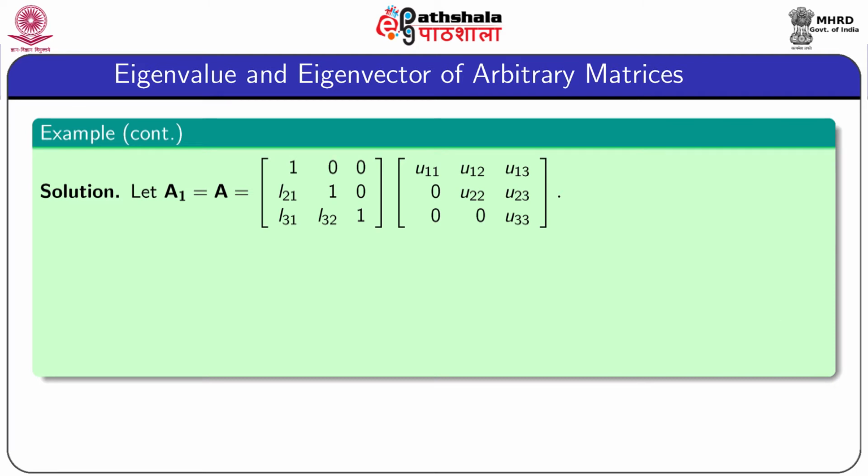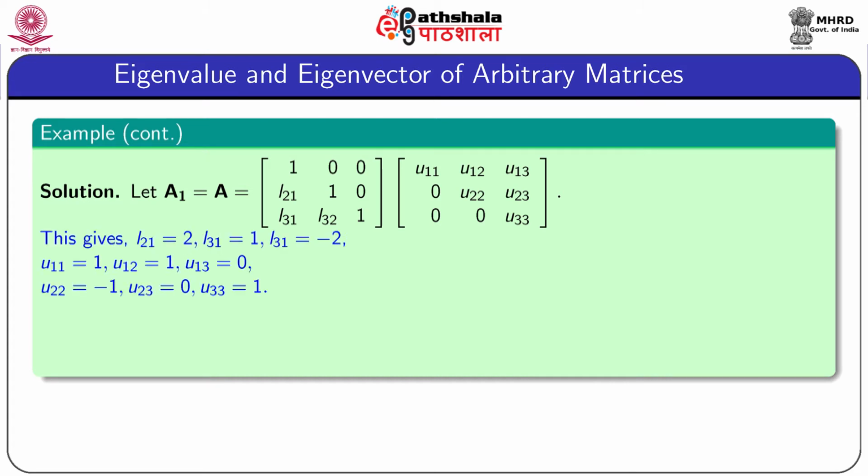So, for this matrix A1 equal to A, which is equal to the product of lower and upper triangular matrices. Note that the diagonal elements of the lower triangular matrix are taken as 1, 1, 1. Now, after computation of this matrix equation, that means A equal to L1 into U1, we obtain 9 equations, and after solving these equations we get L21 equal to 2, L31 equal to 1 and L32 equal to minus 2 and so on.